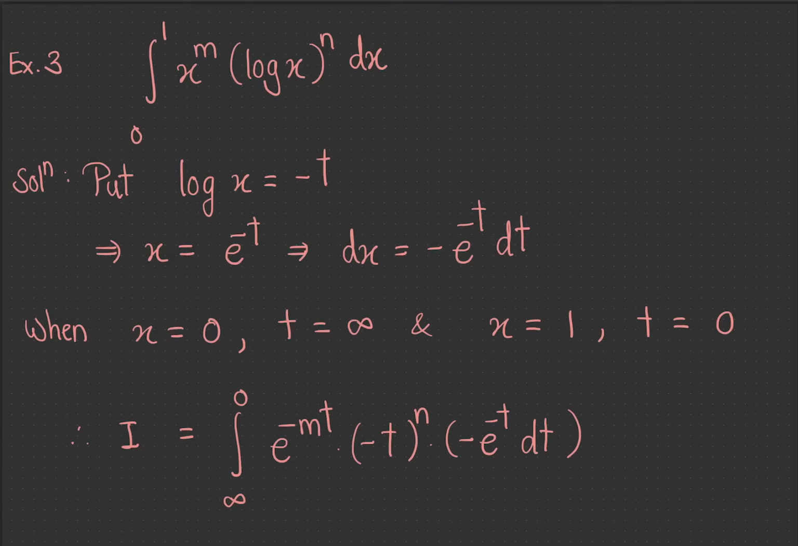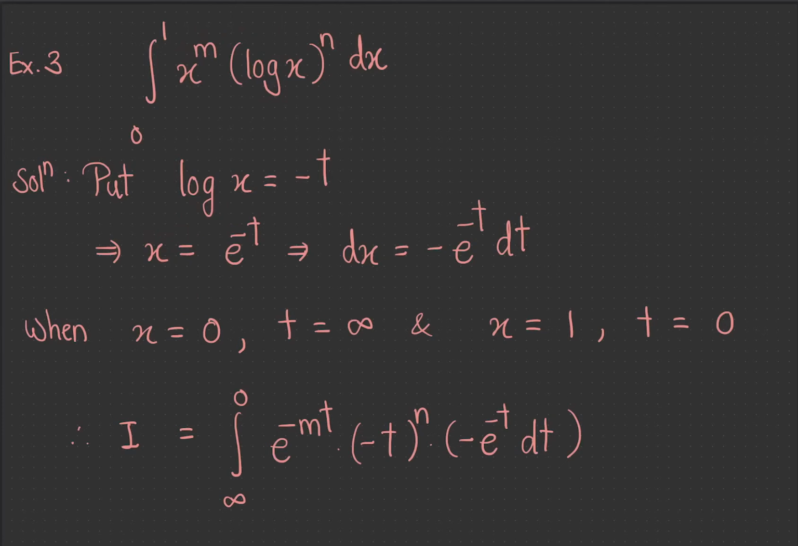The next example is integration 0 to 1 of x raised to m times (log of x) raised to n dx. Here m and n are integers. Here we see that the limits are 0 to 1, not 0 to infinity. And also see that there is no exponential term, there is no term of e raised to minus x and so on.